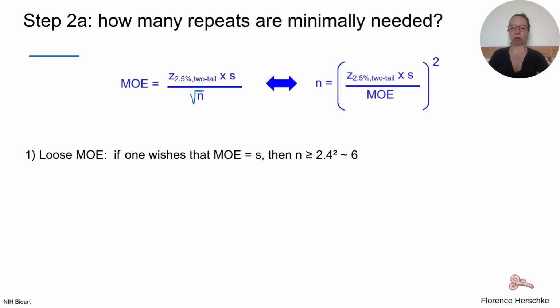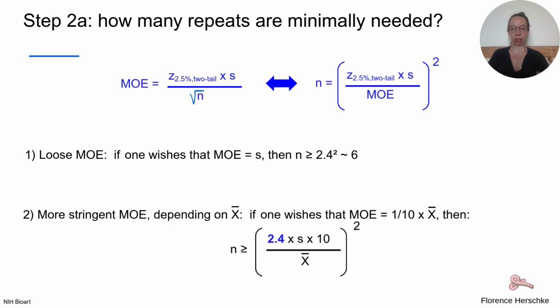During hit-to-lead or lead optimization, a rather loose MOE can be used, and usually one wishes that the MOE equals to the standard deviation. In that case, the equation for n becomes as follows. So n should be higher than 2.4 to the square, and that means around 6. So practically, at least 6 independent repeats should be performed to trust the EC50.